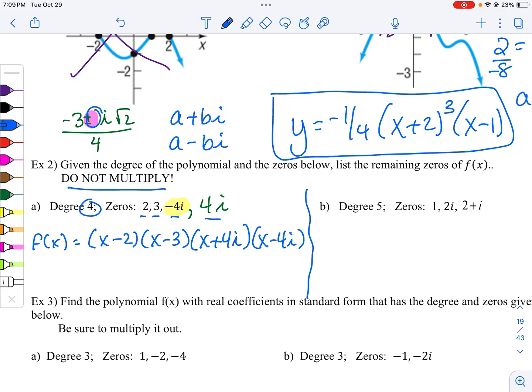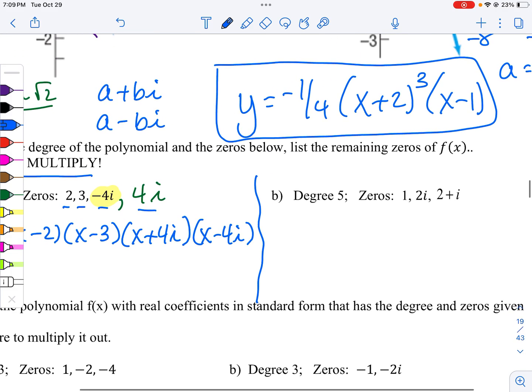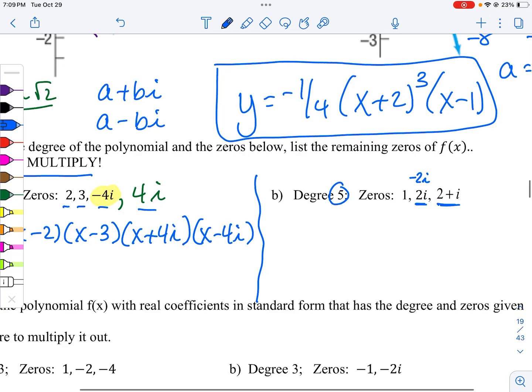All right, taking a look at the next one. Okay, it says degree 5. So we need 5 zeros. Well, you can see that we only see 3. So remember, if we have positive 2i, that means we also have negative 2i. If we have 2 plus i, that also means we have 2 minus i. So there's my 5 zeros.